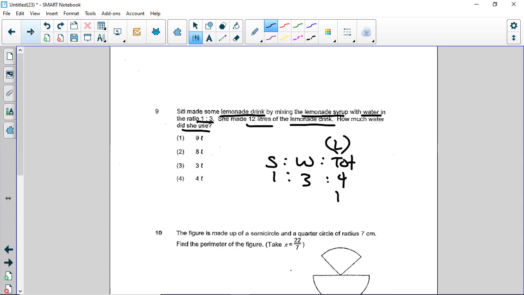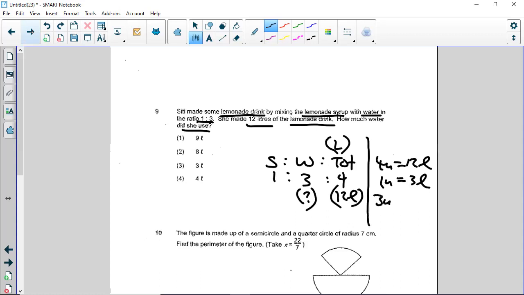And she made 12 liters of the lemonade drink. So how much water did she use? Which is the question mark here. So you can see that your 4 units is 12 liters. Then your 1 unit must be 12 divided by 4. So the water is 3 units. So 3 times 3, that'll be 9 liters. So she must have used 9 liters of water. Okay, so lesson here, if you're using ratio, you will need to have a total in your ratio.